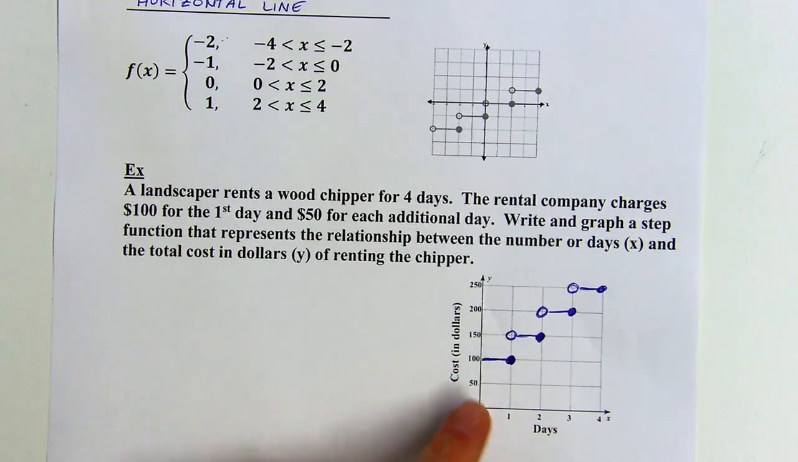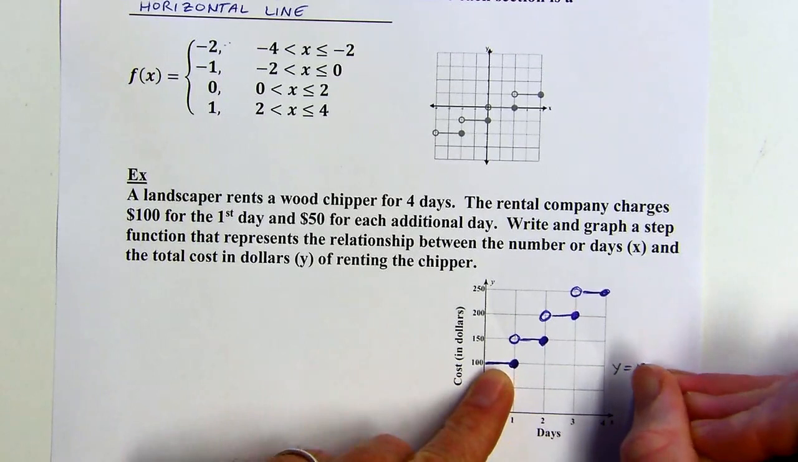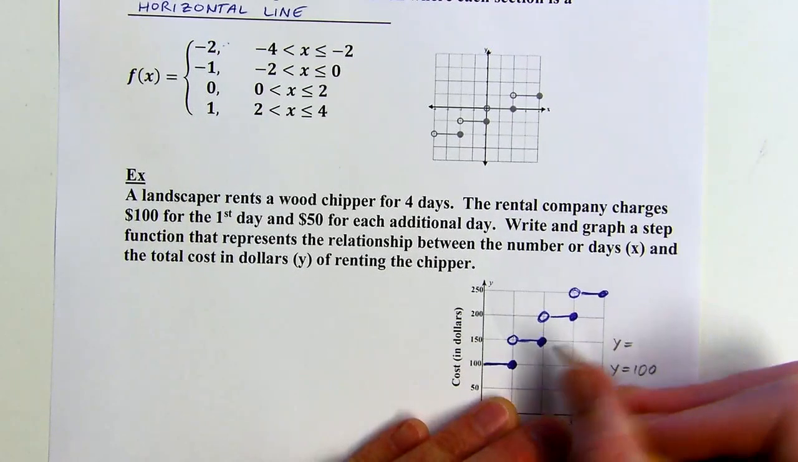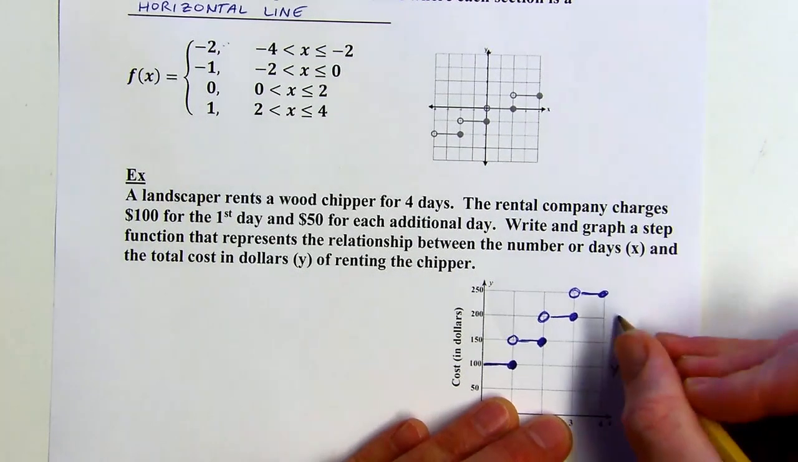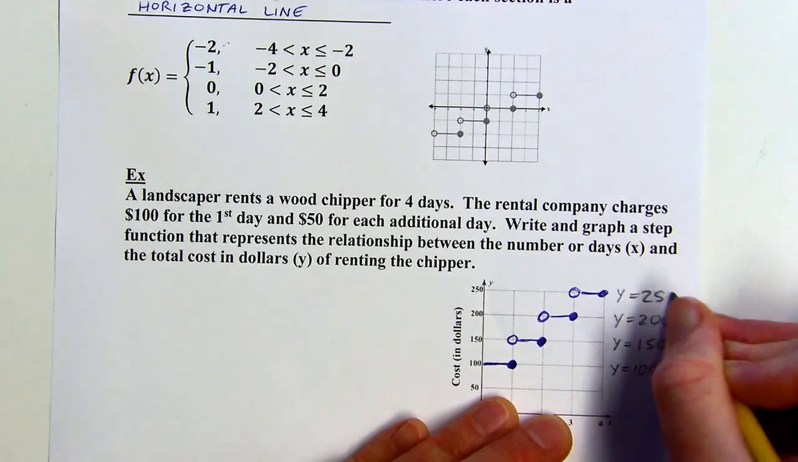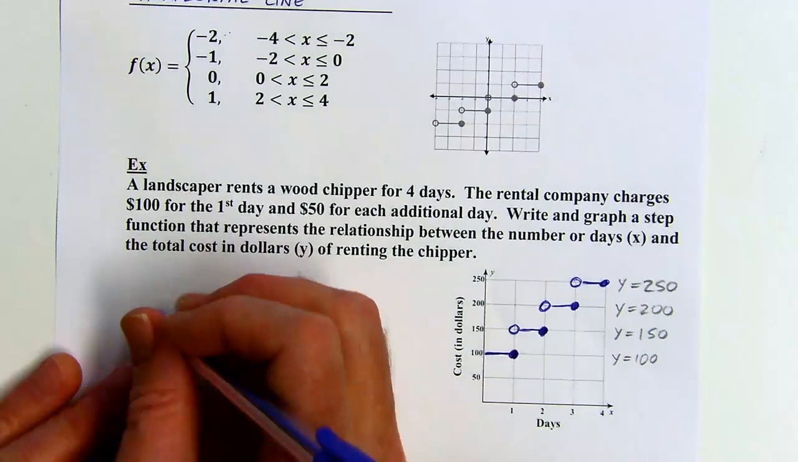So I'm just looking at these equations. You can think of this as y equals 100. All the y coordinates there are 100. This is y equals 150, this step, and so forth. Okay? So then let's put this all together.